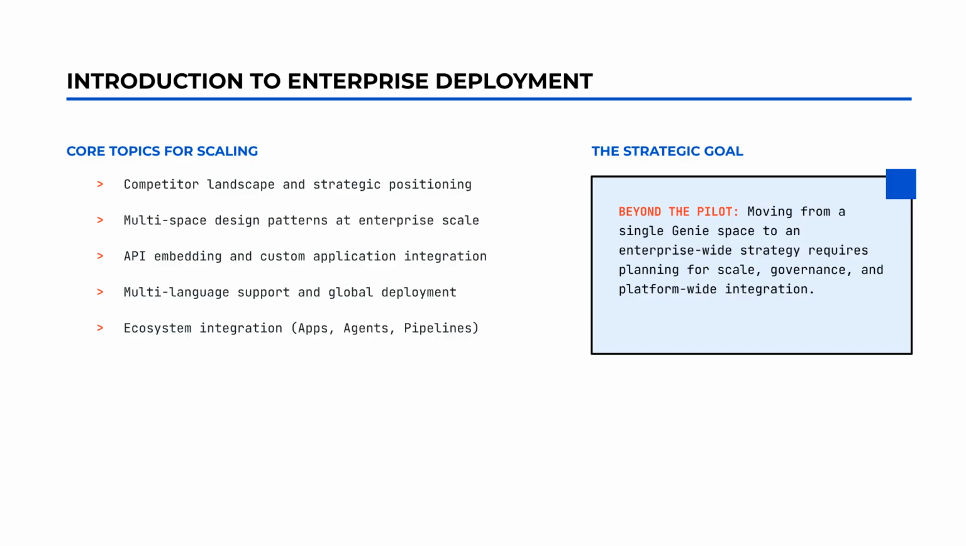Taking Genie from one experimental space used by a few enthusiastic users to an enterprise-wide deployment is a big leap. It requires thoughtful planning around scale, strong governance, security boundaries, and deep integration with the rest of your Databricks platform. In this module, we're covering the competitor landscape so you can position Genie confidently, multi-space design patterns that actually work at scale, API capabilities for embedding, multi-language support for global teams, file uploads, CI/CD practices, and, most importantly, how Genie connects beautifully with the entire Databricks ecosystem.